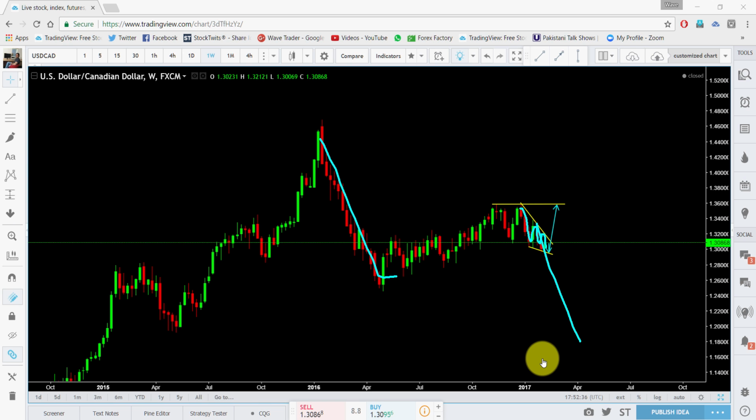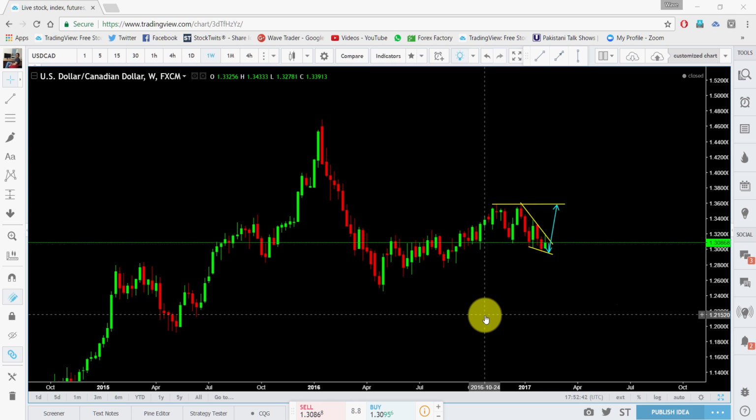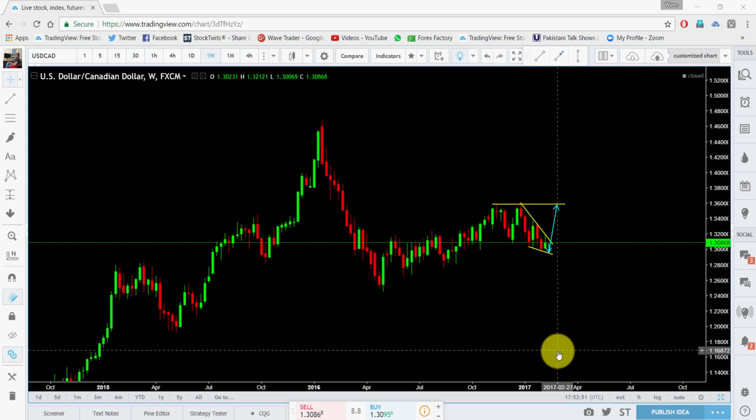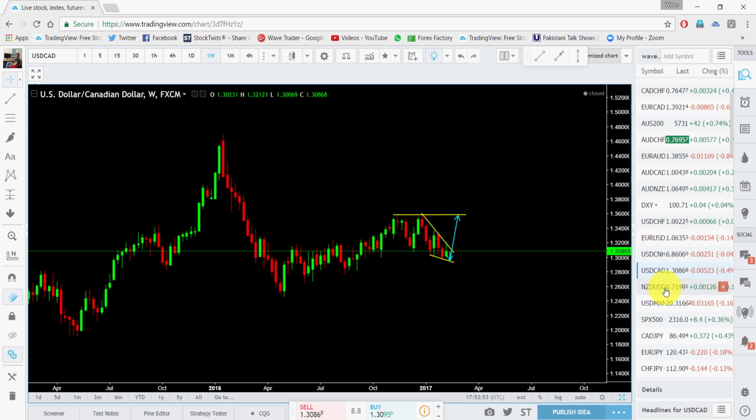It is breaking to the downside correctively. We can see a trend reversal pattern forming on the lower time frame, so the up move is very much possible.